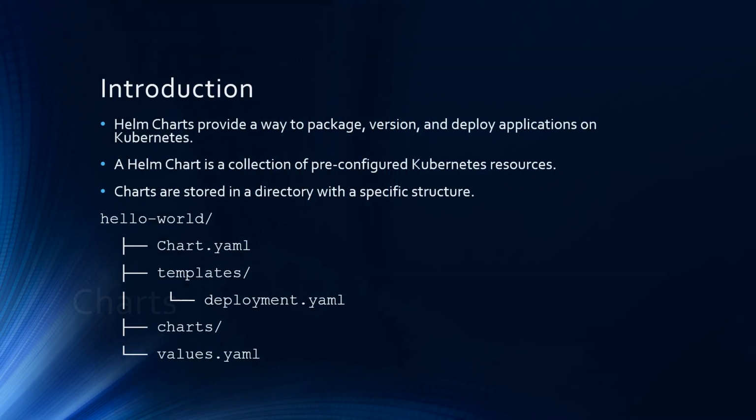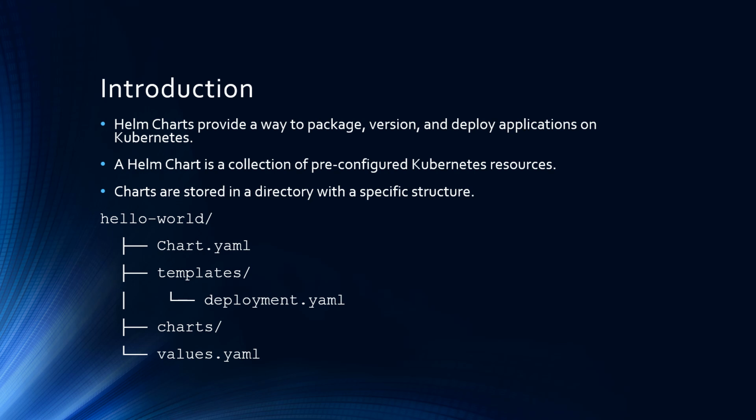Welcome to our deep dive into Helm charts, the fundamental packaging format that makes Helm such a powerful tool for Kubernetes deployment management. A Helm chart is essentially a collection of files that describe a related set of Kubernetes resources. Think of it as a recipe book that contains all the ingredients and instructions needed to run your application on Kubernetes. Each chart follows a specific directory structure that Helm understands and uses to create reproducible deployments.